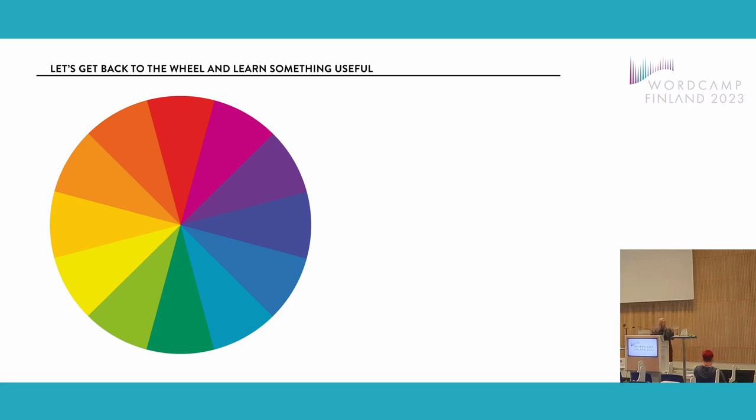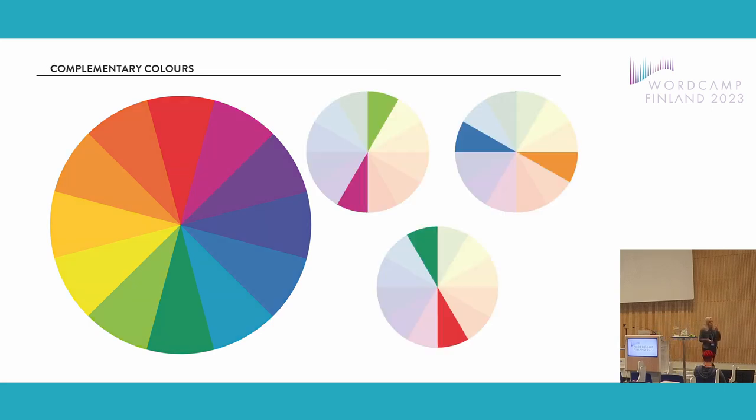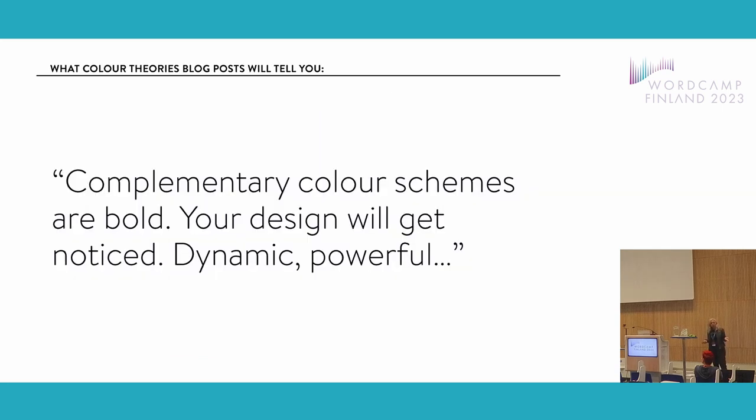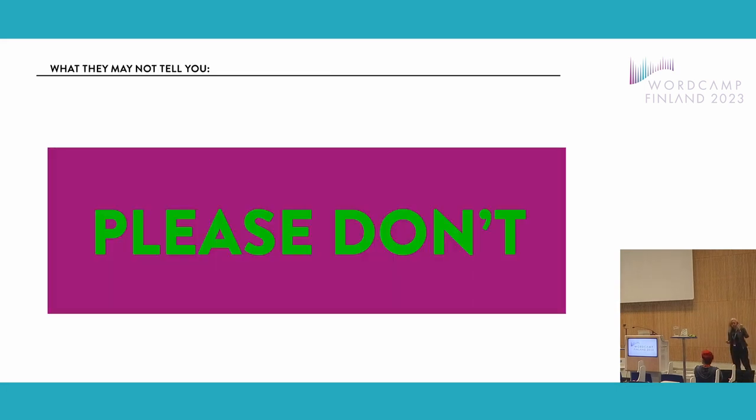Now, complementary colors. This is something else that comes from Goethe. So complementary colors sit opposite to one another on the wheel. So for instance, pink and green, magenta and green, orange and blue, red and green. Now, color theory blog posts will tell you that complementary color schemes are bold, your design will get noticed, they're dynamic, they're powerful, you know, all these things. But what they usually don't tell you is that when you put green lettering on purple, it vibrates horribly. It will clash. Please do not do it.